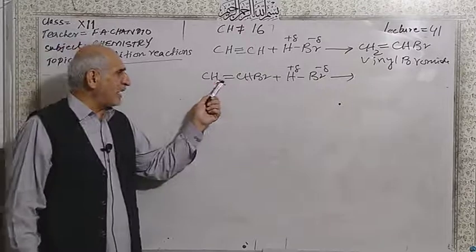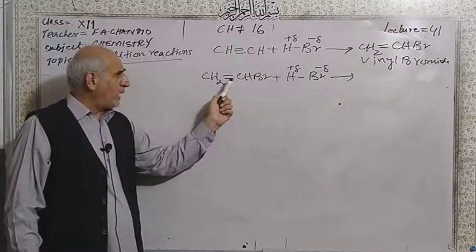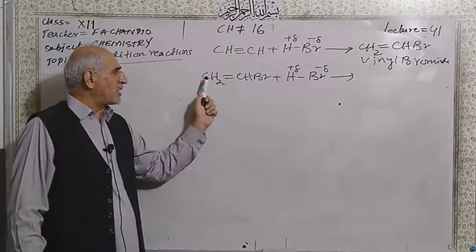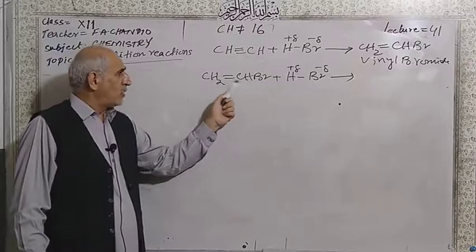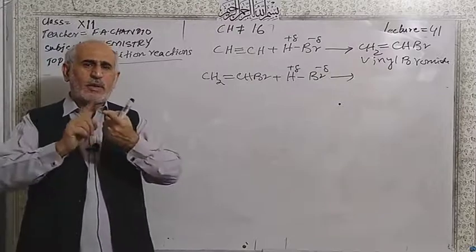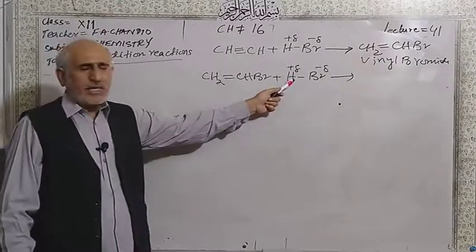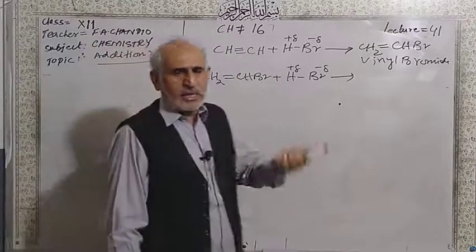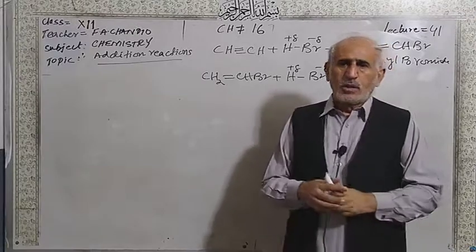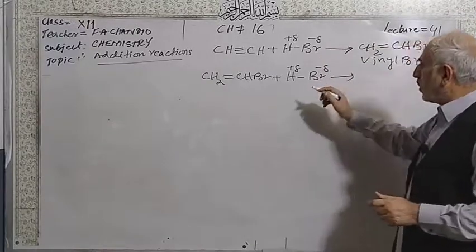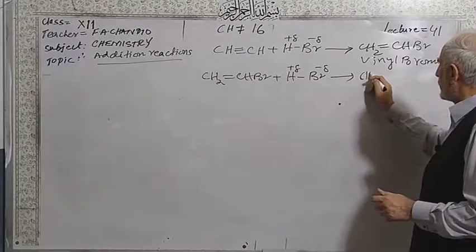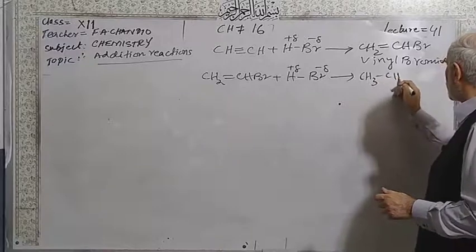Now you have seen that this alkene contains the functional group bromine and a double bond, so it is unsymmetrical. This carbon has one hydrogen and this carbon has two hydrogens. Different numbers of hydrogen atoms are attached. When different numbers of hydrogen atoms are attached to the two double-bonded carbons and you add an unsymmetrical reagent, then, as I told you in the previous lecture, we apply the rule called Markovnikov's rule. According to Markovnikov's rule, the bromine must be attached to the carbon which has fewer hydrogen atoms.